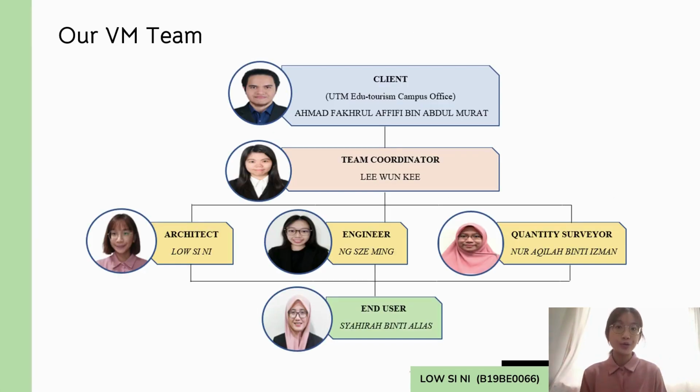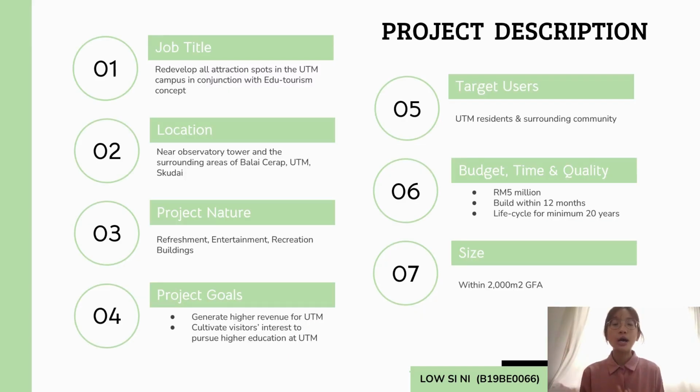This screen shows our value management team member chart. Overall, our team has suggested 3 refreshment, entertainment, and recreation buildings to boost UTM income by attracting more visitors. We are targeting both UTM residents and the surrounding public, and our proposals fit the client's 5 million budget and 12 months construction time frame. Also, the client has emphasized a minimum 20 years life cycle to ensure long-term ROI.